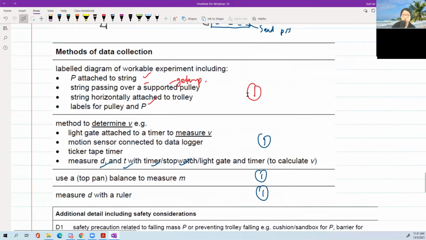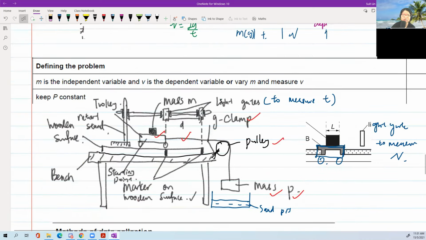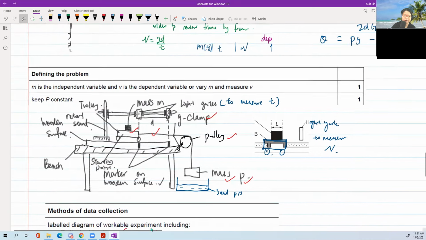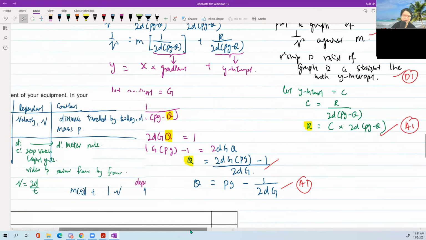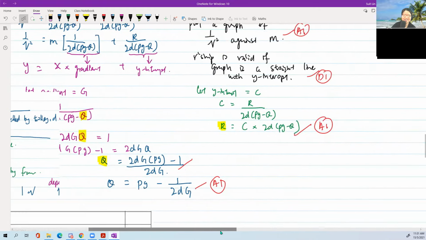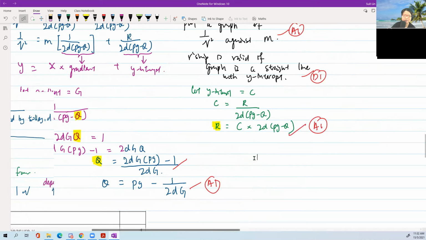But if you don't get any of these 4 marks, it will be a -1 because your experiment totally cannot work. Or if you don't list down your variables, you can't even start your experiment. It's like, why are we here? I don't know. What are we measuring? I don't know. Okay, the last 4 marks are in the calculation.